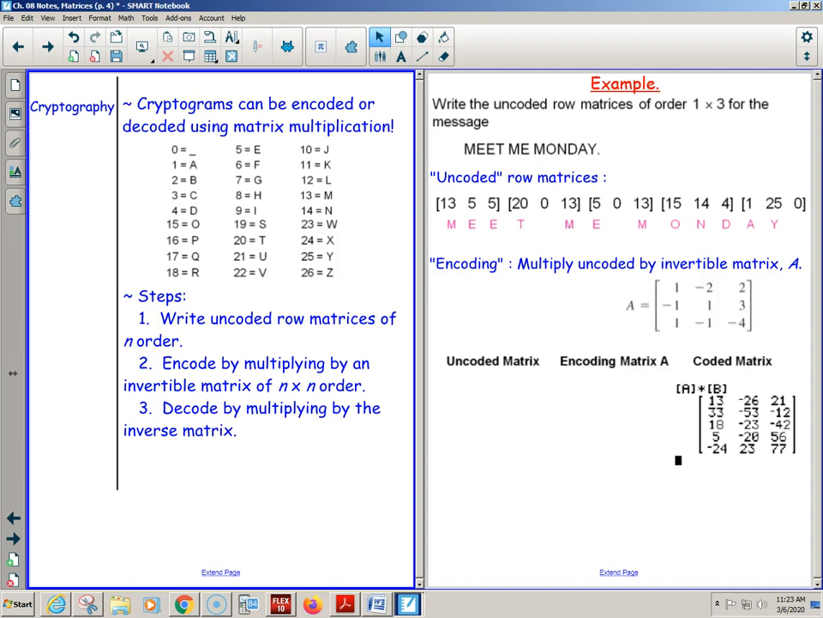So doesn't every number just associate with the thing? So can't you just fill it out? Well, here's the problem. What if this is what was given to you? Now, it won't be given to you like this. As soon as it's given to you in a matrix, there's actually already a hint as to where it came from. But what if you were just given 13, negative 26, 21, 33, negative 53, negative 12, like a string of numbers?